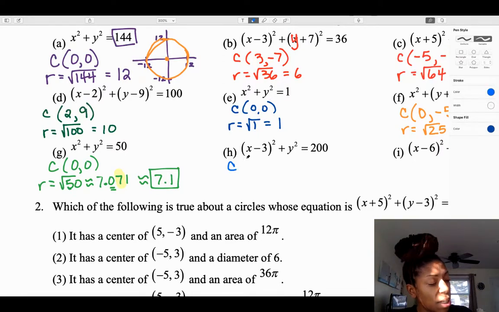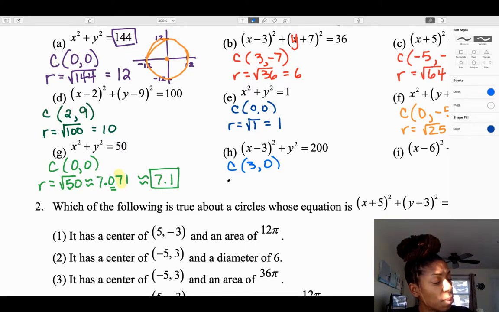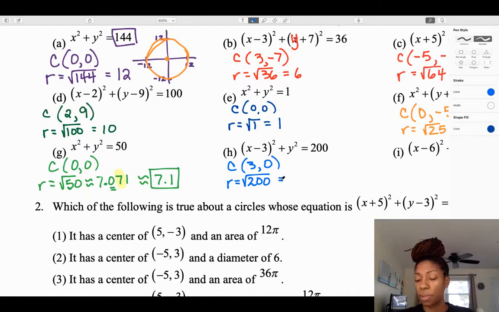The center here is (3, 0). 3 because we're subtracting 3. That means that the center is moved to the right 3 units. And 0 because the y has not been added or subtracted by an integer. The radius is the square root of 200. 200 is not a perfect square, so we'll put it in the calculator.